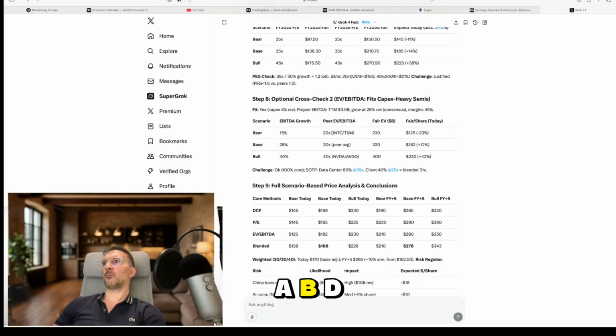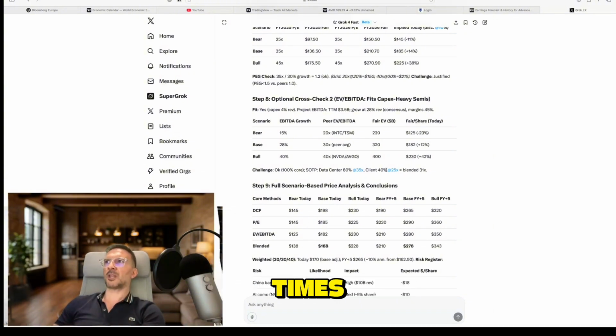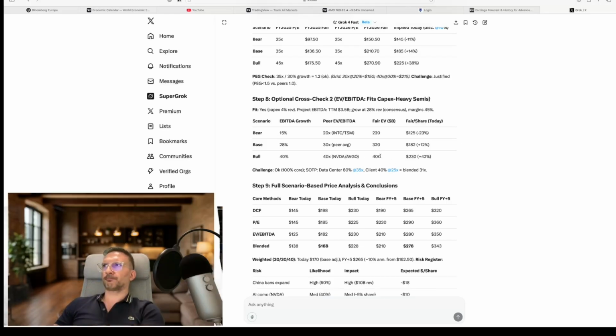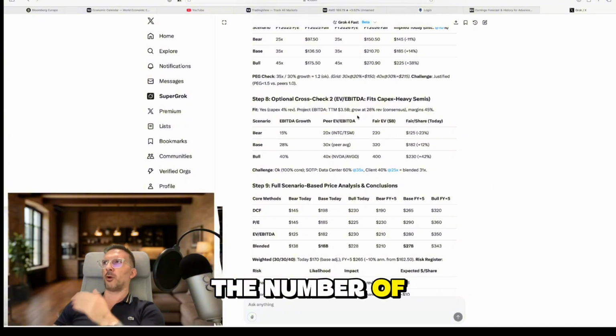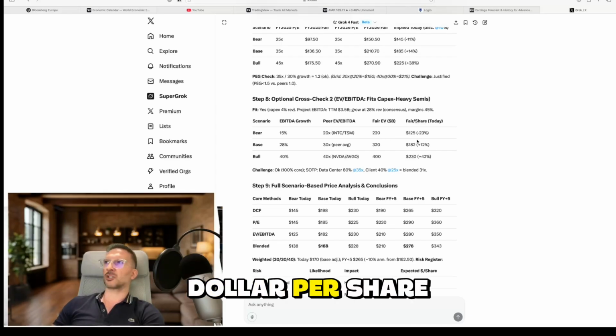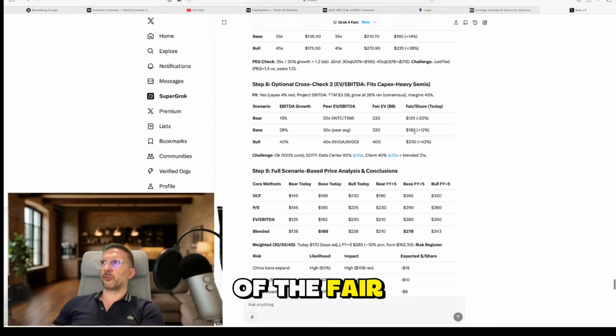Then you know that the peer group EV to EBITDA is 20 times for Intel and TSMC. These are basically the laggards in the peer group. The average peer group is about 30 times EV to EBITDA, and for the winners of the peer group like NVIDIA or AVGO it is about 40 times. Depending on 20, 30, or 40 times, we have a fair enterprise value of 220, 320, and 400. If you divide that by the number of shares, 1.63 billion, you get $125 per share, $182 per share, and $230 per share. That's the fair share value of AMD today.